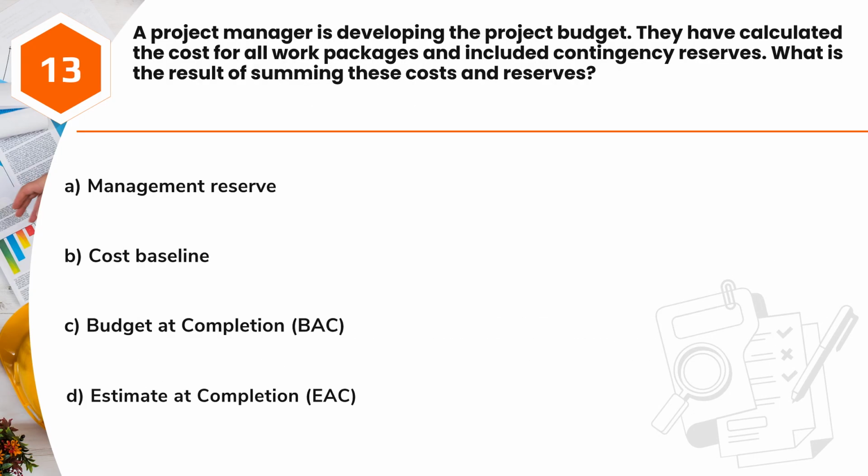Question 13. A project manager is developing the project budget. They have calculated the cost for all work packages and included contingency reserves. What is the result of summing these costs and reserves? A. Management reserve. B. Cost baseline. C. Budget at completion, BAC. D. Estimate at completion, EAC.